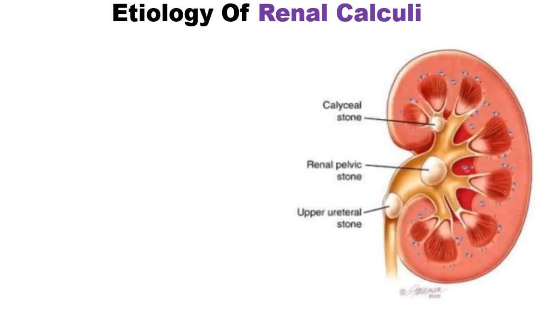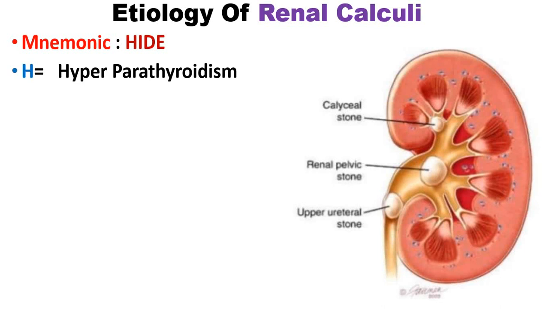Hi everyone, in this video we will discuss the etiology of renal calculi, or renal stones. So first of all, you have to remember the mnemonic HIDE. H is for hyperparathyroidism. If the concentration of parathyroid hormone is high, it can cause renal calculi.